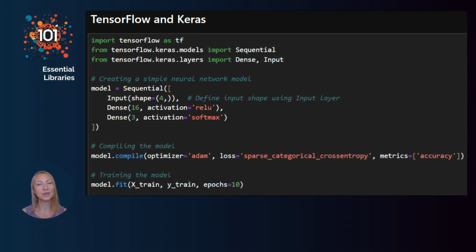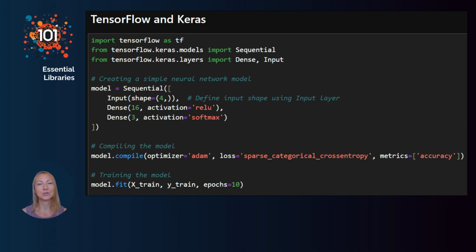Once the model structure is ready, we need to compile it. Compiling is like setting the rules for how the model will learn. Here, we use the Adam optimizer, which is a popular choice because it adapts the learning rate during training, making the process more efficient. For the loss function, we're using sparse categorical cross entropy because we're dealing with a multi-class classification problem, and our target labels are integers, not one-hot encoded. We also specify accuracy as a metric, so we can keep track of how well the model is doing during training.